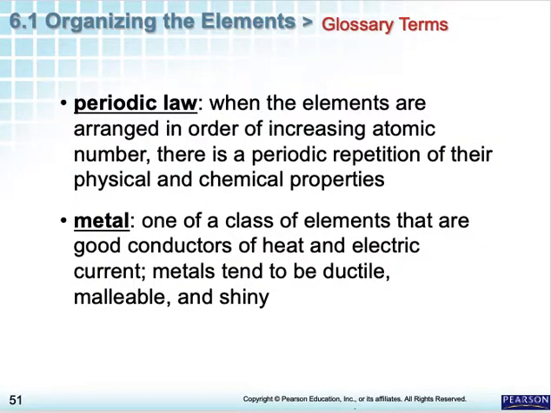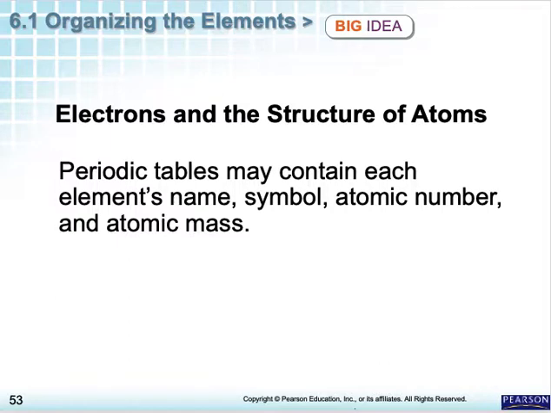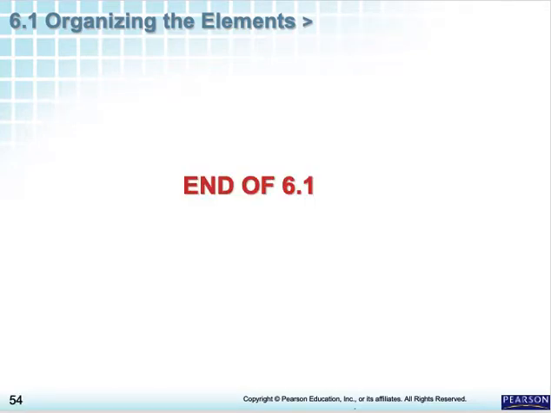Glossary terms: periodic law, metal, nonmetal, and metalloid. The big idea is electrons and the structure of the atom. Periodic tables may contain each element's name, symbol, atomic number, and atomic mass, and that's what I give you on your periodic tables.